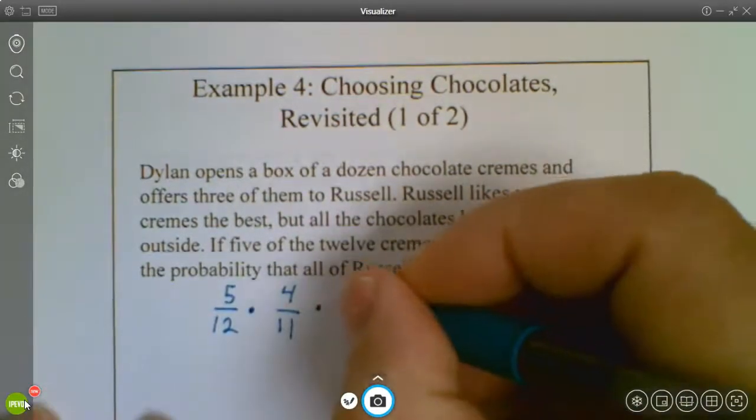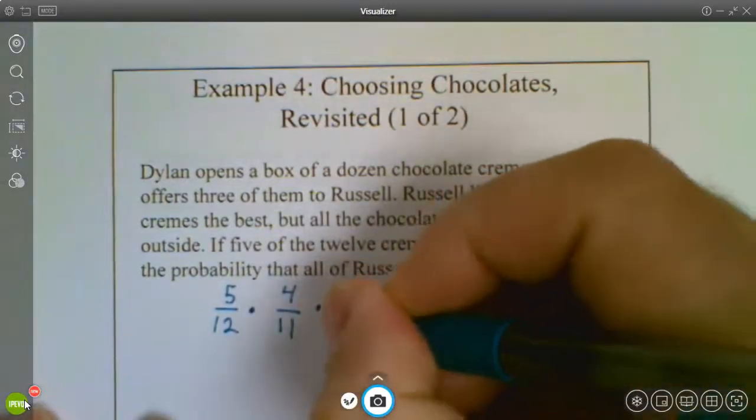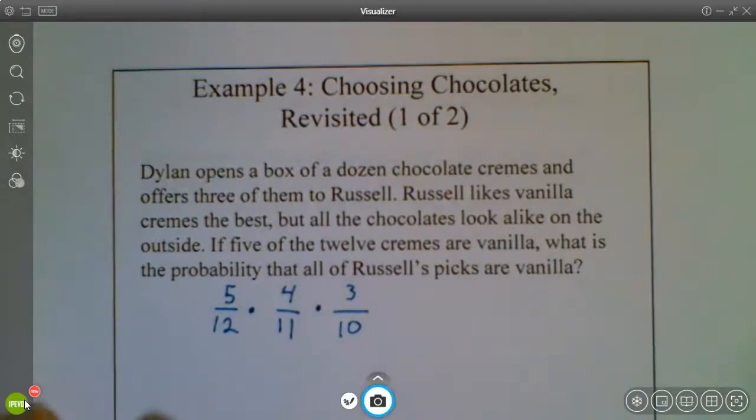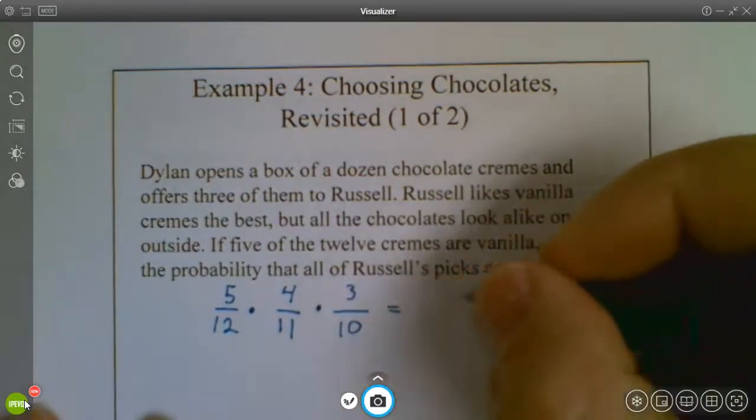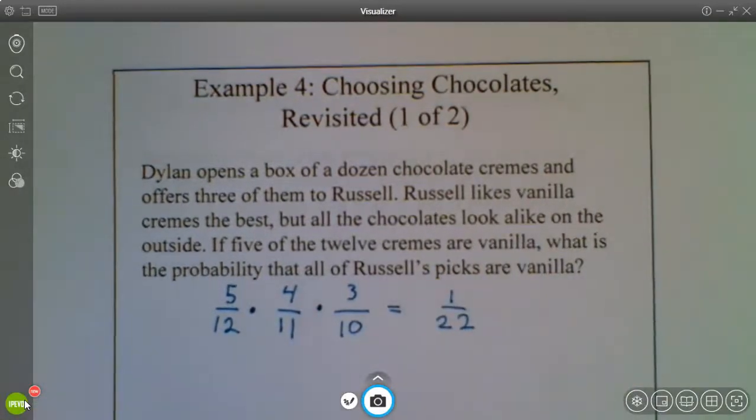So then what's the probability that he reaches in a 3rd time and gets another vanilla? You can see where this is going. There's only 3 now to choose from, and there's only 10 donuts left in the box. Right? And so if we were to multiply all this out and simplify it, we get a 1 out of 22 chance that Russell gets what he wants here and gets 3 vanillas.